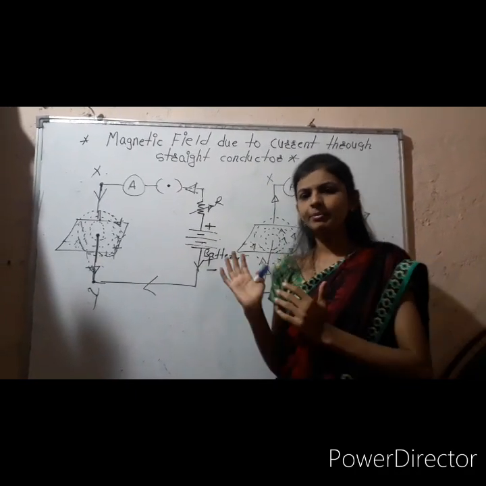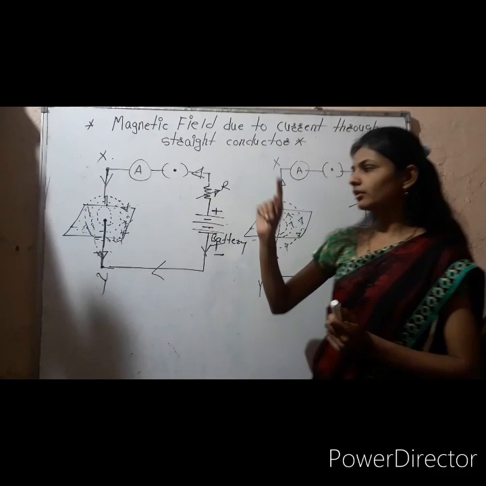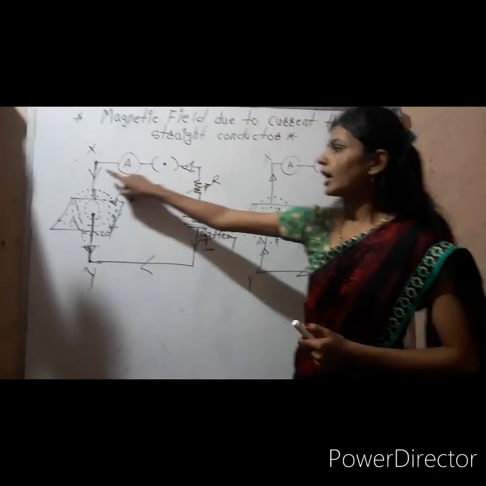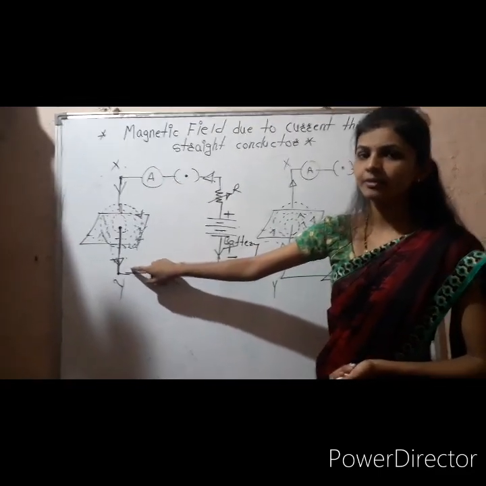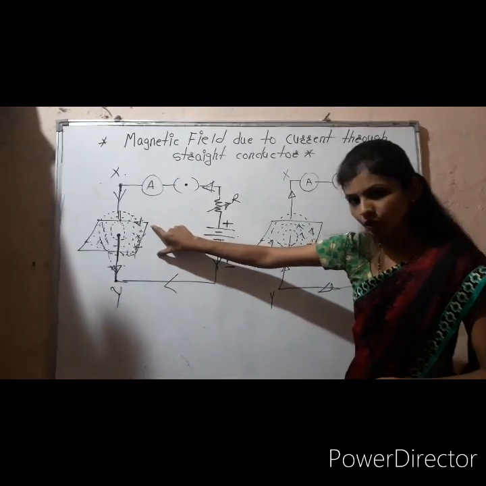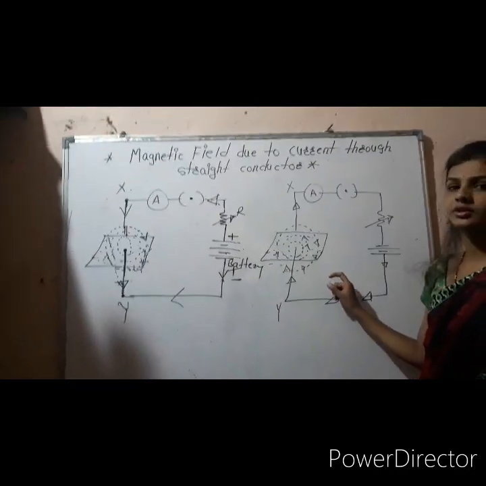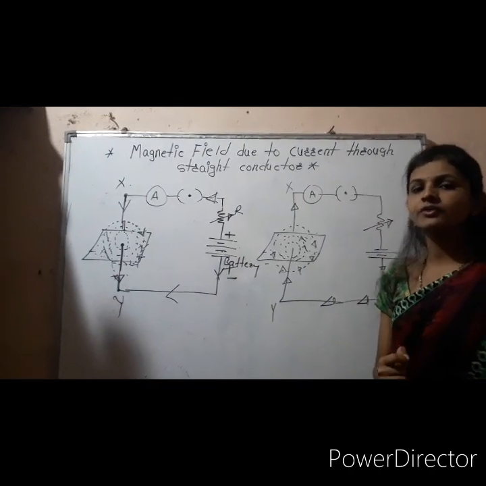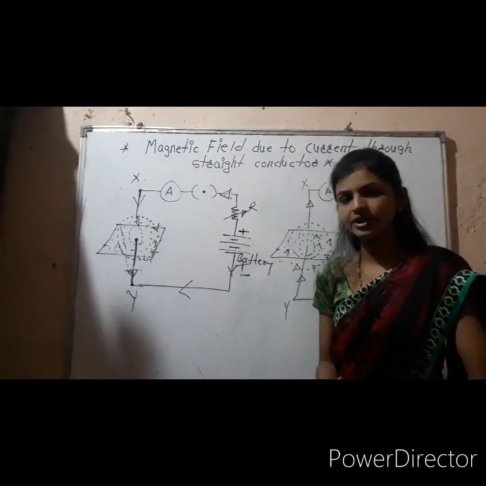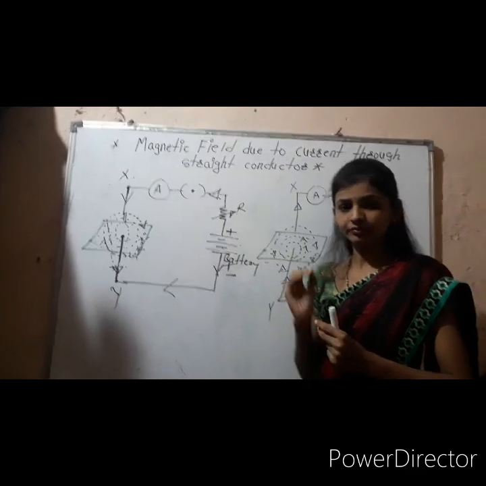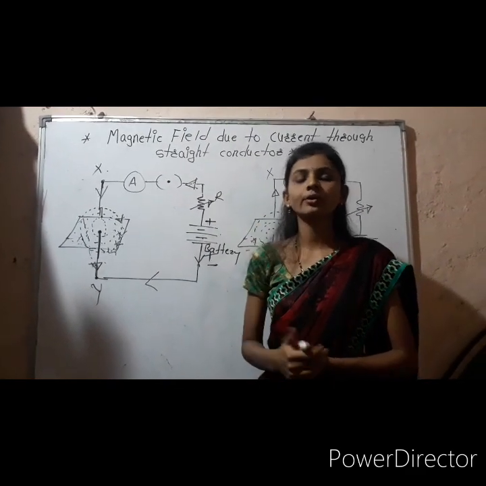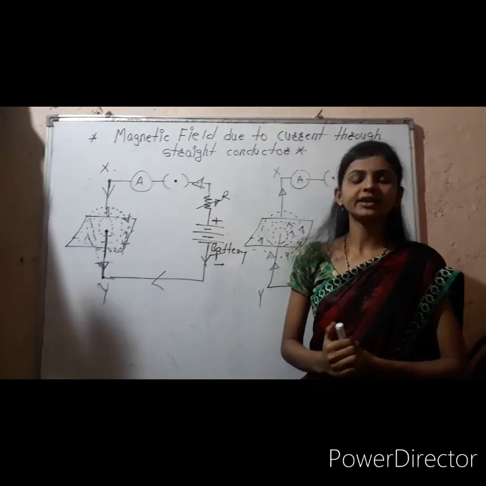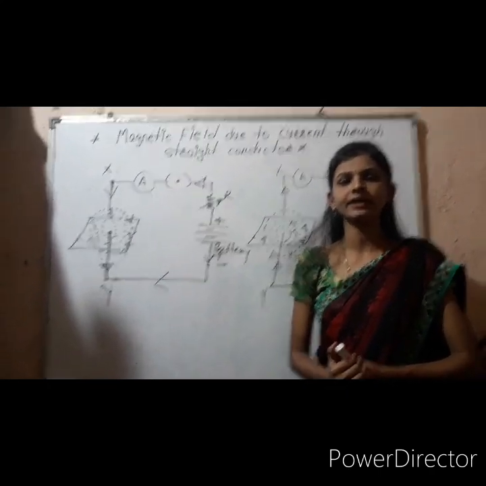So I hope everyone has understood here. Whenever the current is flowing from upward to downward, the magnetic field is showing clockwise direction. Whenever the current is flowing from downward direction to the upward direction, the magnetic field is showing anti-clockwise direction. So this is a major thing which you have to keep in your mind. By using the right hand thumb rule, we can find out the direction of magnetic field.